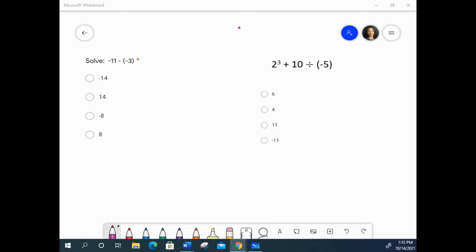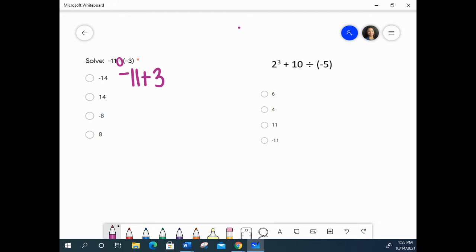Right, ladies and gentlemen, for these two problems, we are asked to solve or simplify these expressions. So looking at the first one, we have negative 11 minus negative 3. Anytime we have a subtraction of integers, we always want to add the opposite. So what that means is our first number is going to stay the same as negative 11. Now we're going to change that subtraction into addition because now we're adding. And the opposite of negative 3 is positive 3.